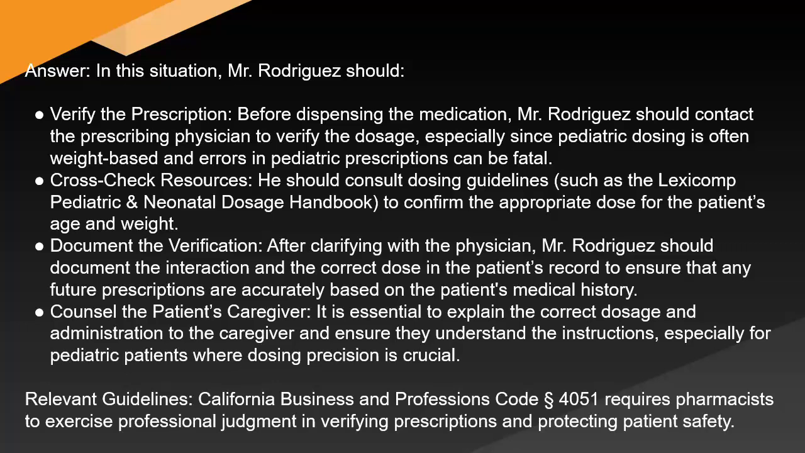Document the verification. After clarifying with the physician, Mr. Rodriguez should document the interaction and the correct dose in the patient's record to ensure that any future prescriptions are accurately based on the patient's medical history. Counsel the patient's caregiver. It is essential to explain the correct dosage and administration to the caregiver and ensure they understand the instructions, especially for pediatric patients where dosing precision is crucial. Relevant guidelines. California Business and Professions Code §4051 requires pharmacists to exercise professional judgment in verifying prescriptions and protecting patient safety.